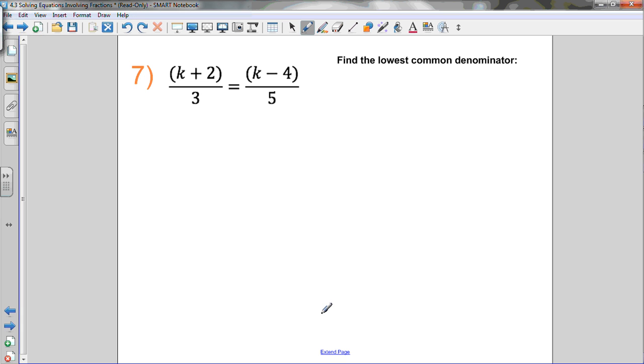Okay. Number 7. So I'm going to teach you 2 ways to do a question that's in this form. The first way is the same way we did the questions before. We've got 2 fractions, one with a denominator of 3, one with a denominator of 5. Find the lowest common denominator of these 2 fractions. And in this case, the lowest common denominator is the product of 3 times 5, which is 15. So multiply both sides of the equation by that lowest common denominator of 15.